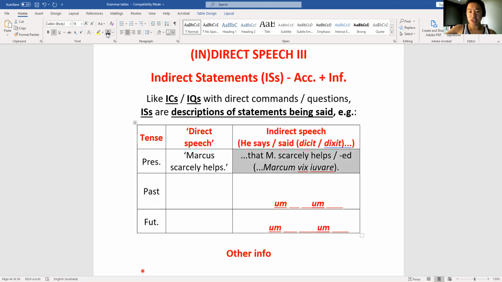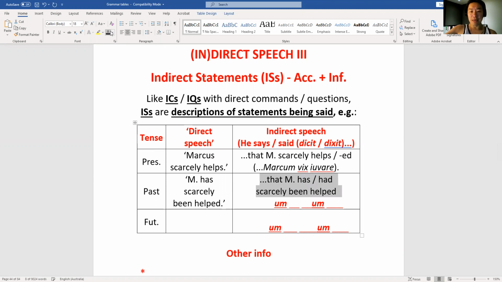So very similar to what would be in an indirect question, the present and imperfect subjunctive. But as I said, the great thing about indirect statements is you just use an infinitive. You don't need to know about subjunctives or sequence of tense. A sentence which is in the past, and just for variety, I've made it into a passive sentence. So Marcus has scarcely been helped. So indirect. He says or said that Marcus has or had scarcely been helped.